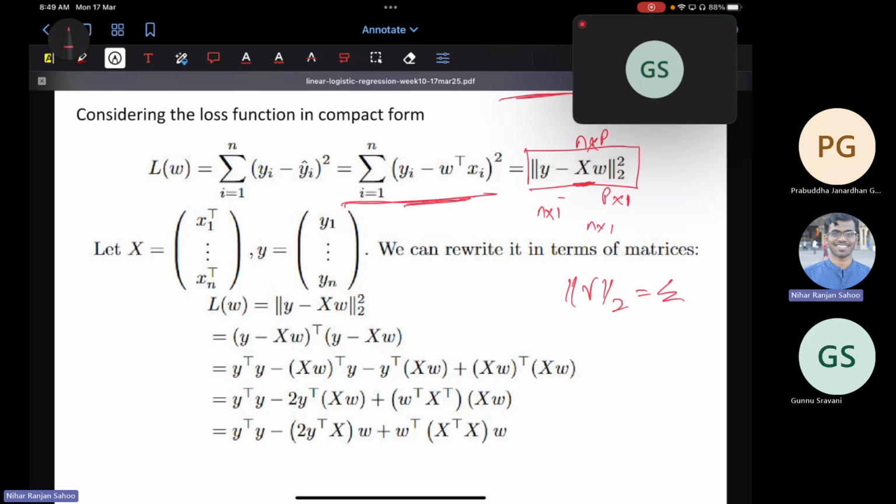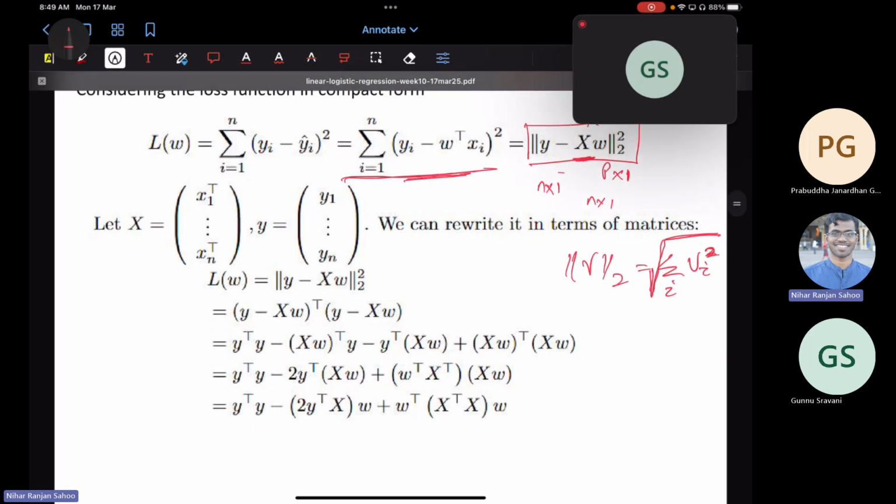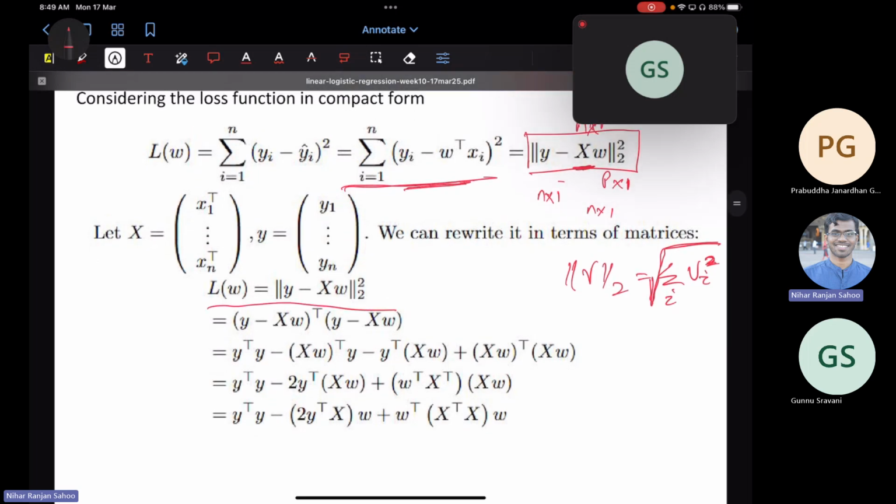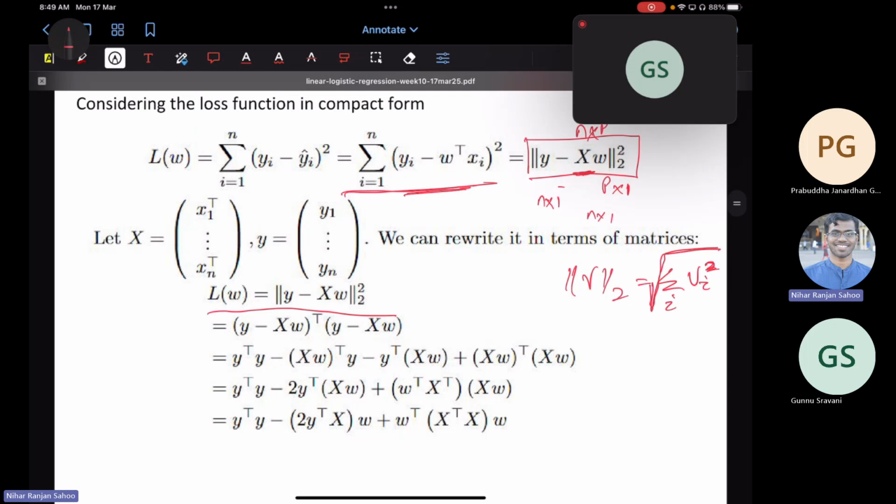The second norm is the summation over i of Vi squared, and the whole root of this is the second norm, right? So I'm saying this is the second norm squared, so the square root will go away. So L(W) is the square of the second norm. How can I represent the square of the second norm?